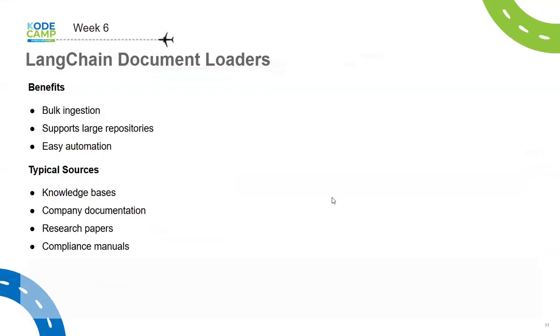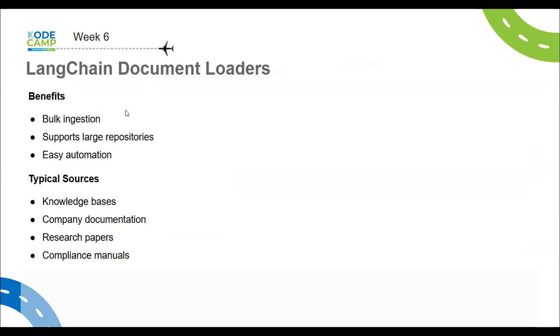And yeah, so the benefits of the document loaders from LangChain are that they allow you to do bulk ingestion. You can actually ingest a lot of files at once, right? They support large repositories, basically large document repositories, and it's easy for you to automate. So the typical sources that you would point the loaders at would be knowledge bases, company documentation, research papers, and manuals.